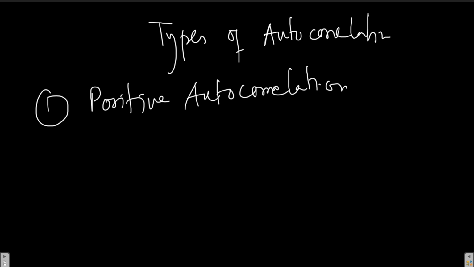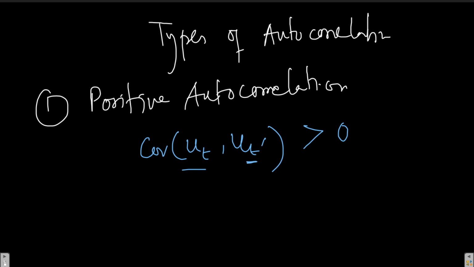So in case of positive autocorrelation, this covariance of ut and ut prime will lead to a value which is greater than 0, let's say, not equal to, greater than 0. Okay, so if it has to be greater than 0, at what condition will the covariance between two variables be greater than 0? If they both have the same sign, right? Either they both are positive or both are negative.